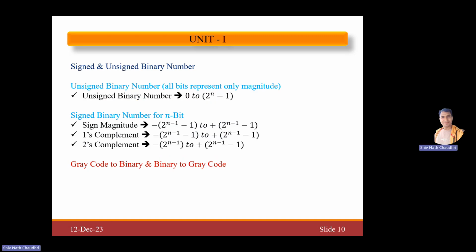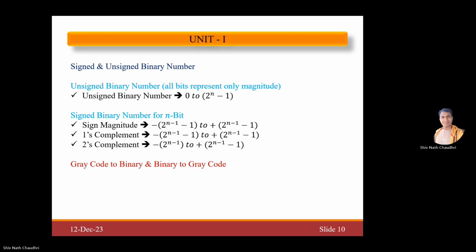The next topic in unit 1 is signed and unsigned binary numbers. I have written the range of unsigned binary numbers and signed binary numbers. The unsigned binary number range is 0 to 2 to the power n minus 1. And in the lower slide, I have written the range for signed magnitude form, 1's complement form and 2's complement form.